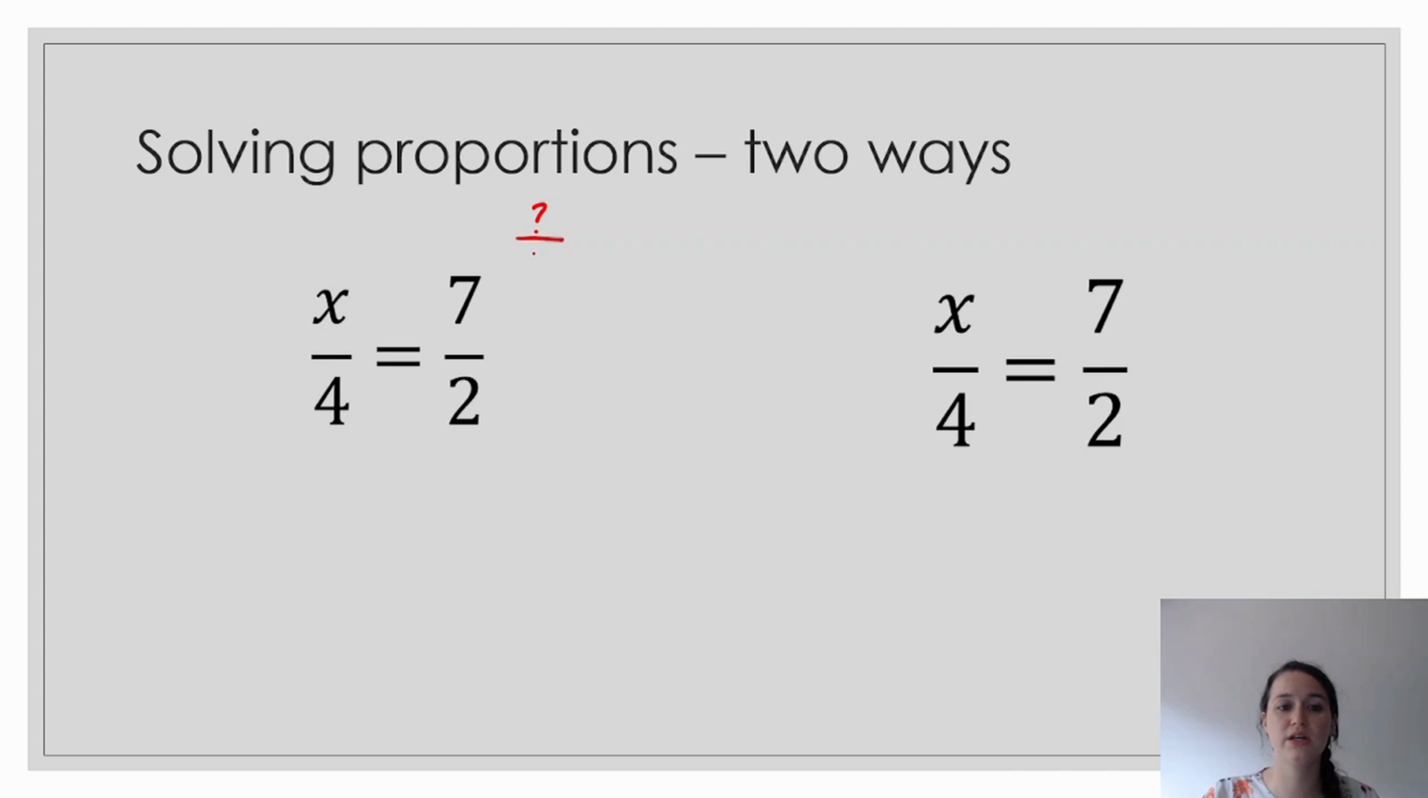I'm trying to figure out what it is. You can get used to looking at it like it's a variable. It's like what over 4 equals 7 over 2. In math, we just use letters to represent that. I'm going to show you two ways to solve this.